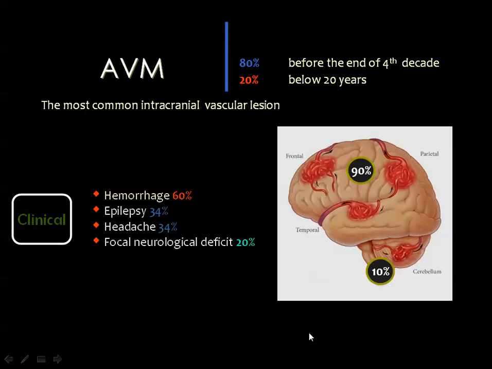The most common clinical presentations of vascular malformations are hemorrhage in about 60%, epilepsy or convulsions in about 34%, headache in 34%, and focal neurological deficits corresponding to the site of the vascular malformation in about 20%.